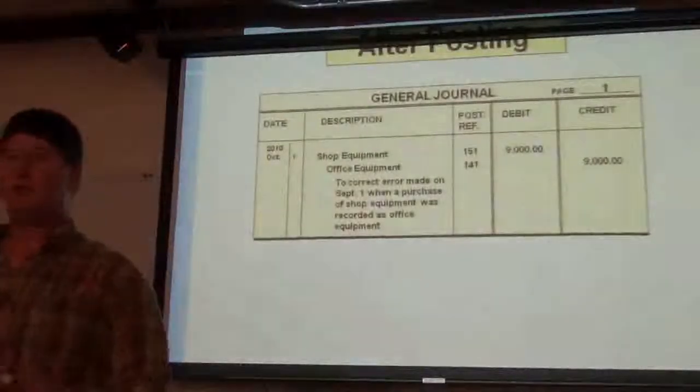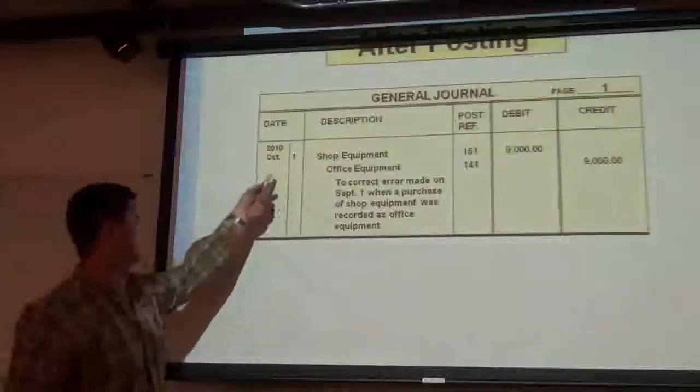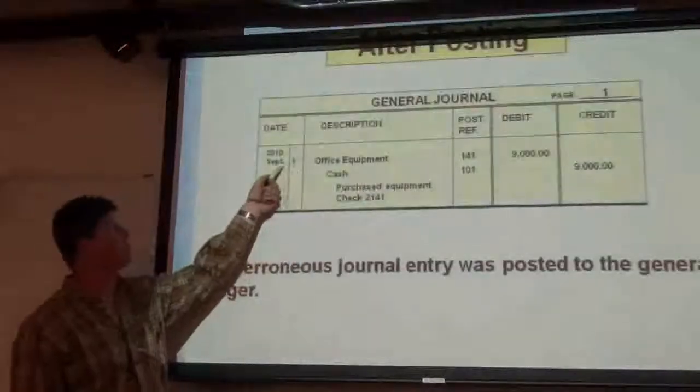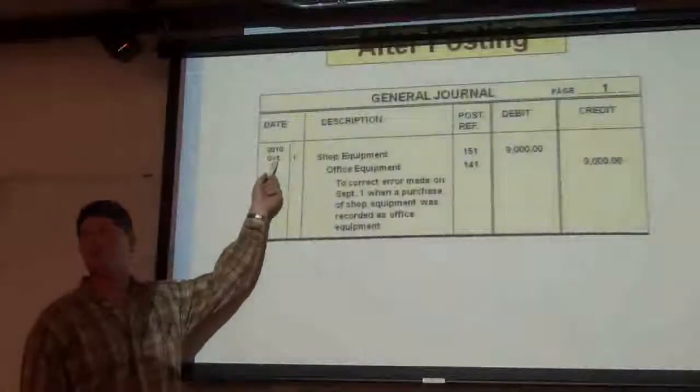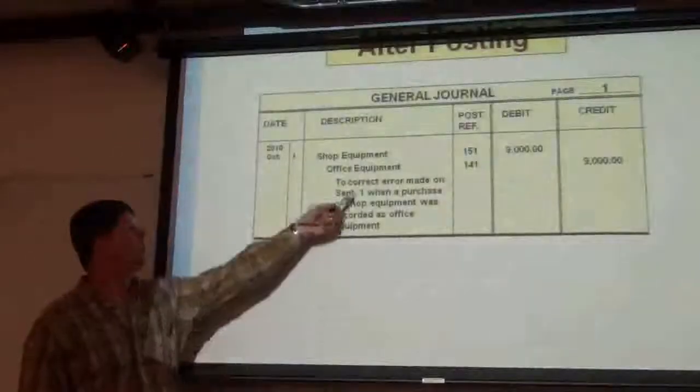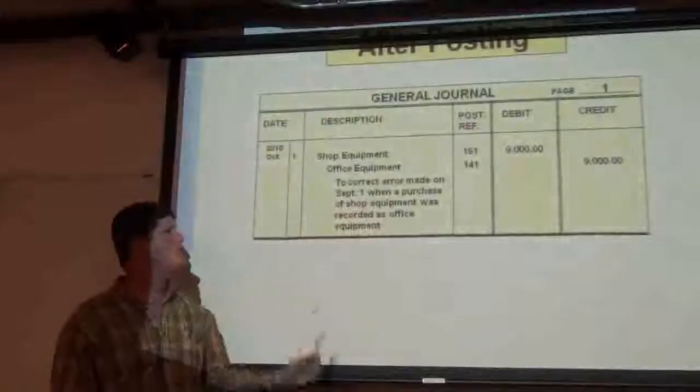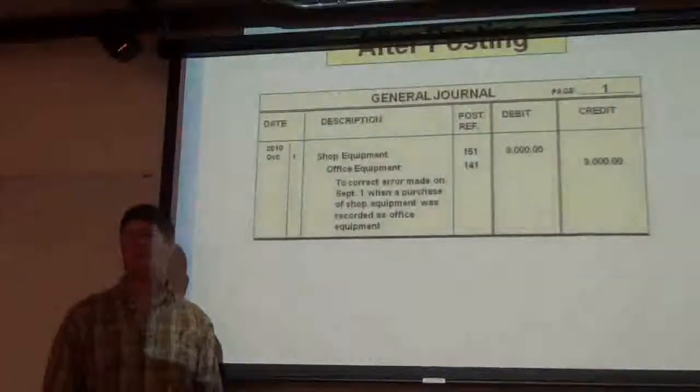What date do you use? The day you actually make the correction. Notice this was September. We didn't find it until October. Your description would be: correct error made September 1 when a purchase of shop equipment was recorded as office equipment.